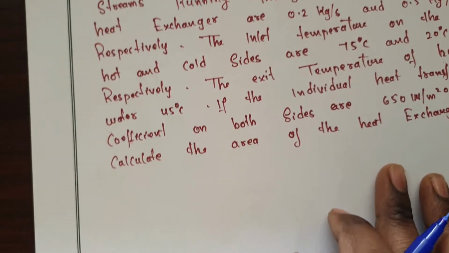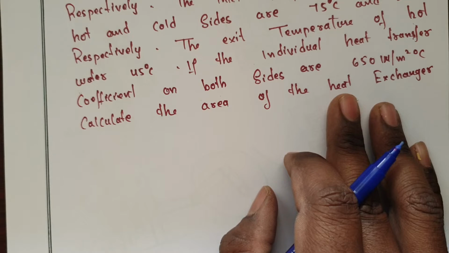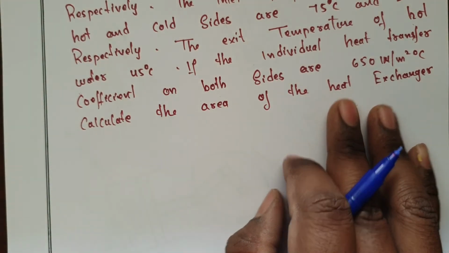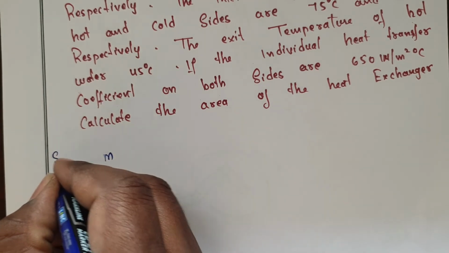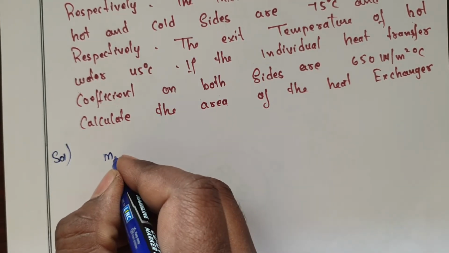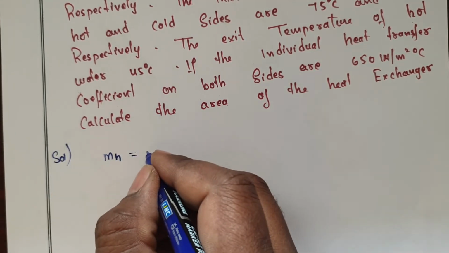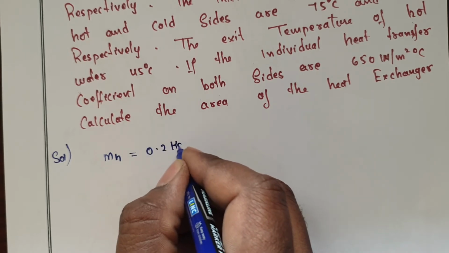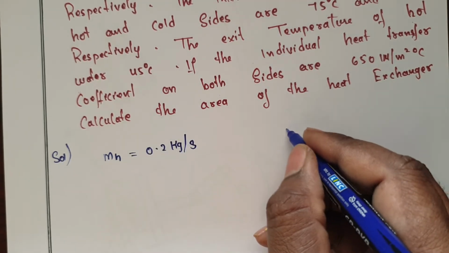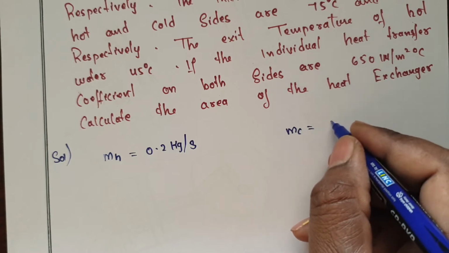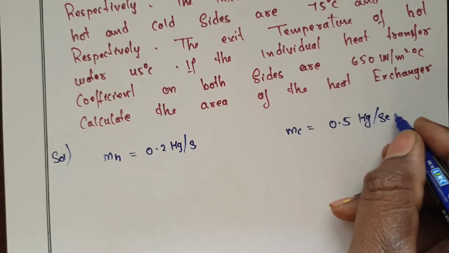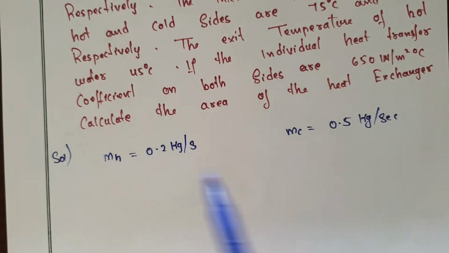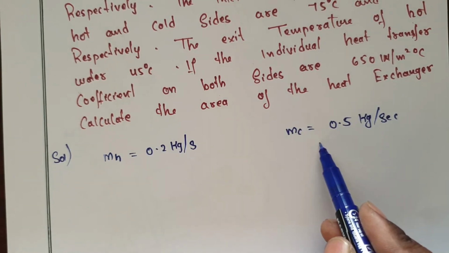First, the masses are given, for the hot flow and the cold flow. If you are going for the solution, first mH is equal to 0.2 kg per second, and mC is equal to 0.5 kg per second. This is the mass of the hot fluid and this is the mass of the cool fluid.